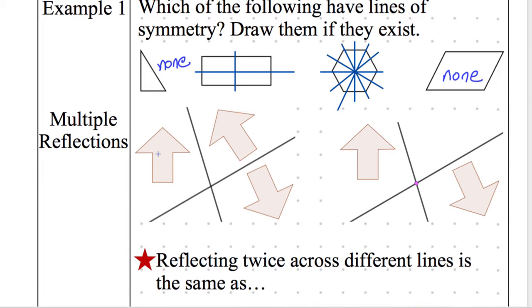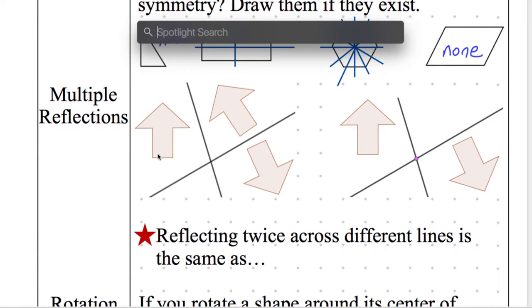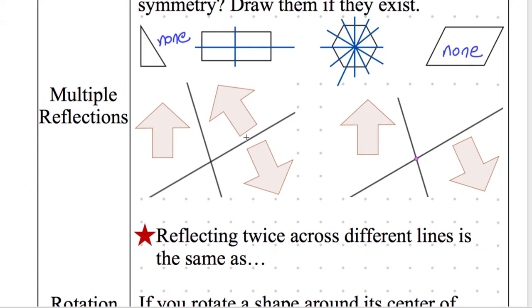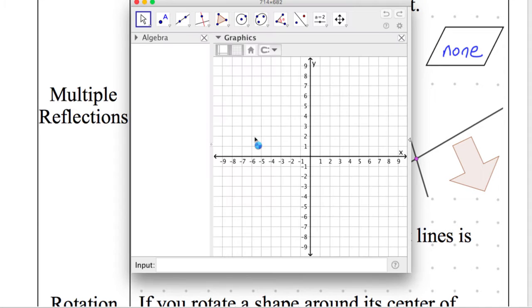This is probably one of the coolest properties you'll see this week, and this one baffles my mind still. So let me go ahead and open up GeoGebra. So, multiple reflections. If this is my starting image in the top left, let's see what happens when we reflect multiple times. GeoGebra, go faster, please.